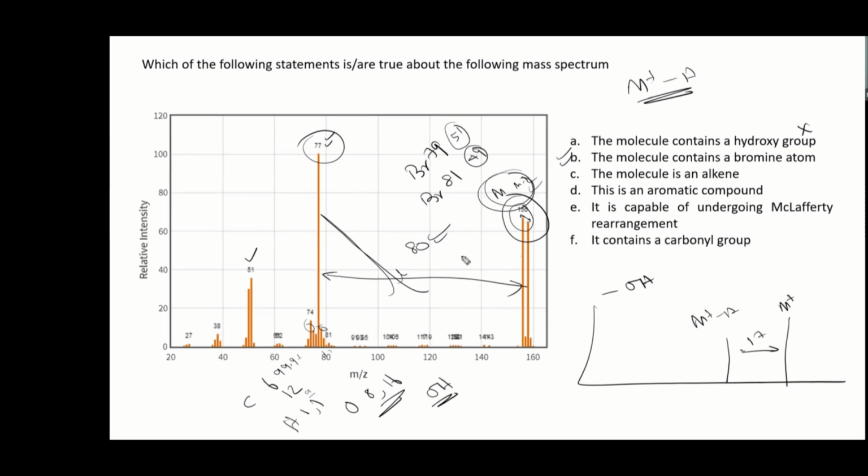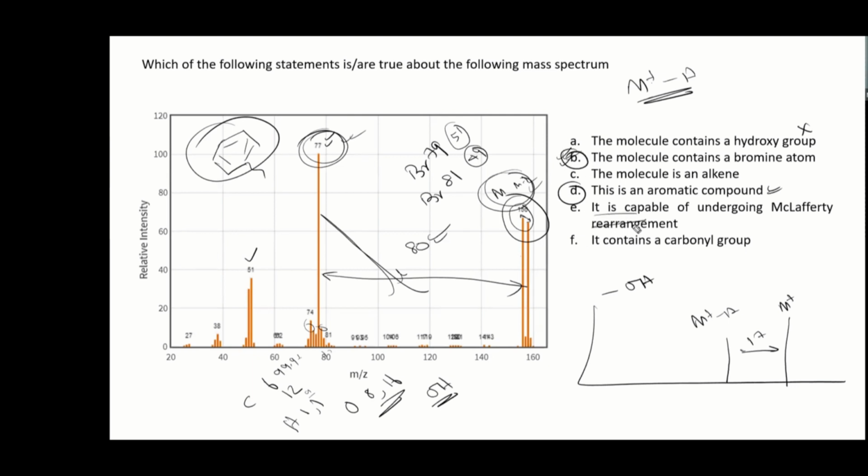And what does 77 correspond to? 77 often corresponds to a phenyl ring. So it has a bromine. The molecule is an alkene? Not necessarily. You cannot say from a mass spec whether you have an alkene or not. But when you see a 77, you can say that you have an aromatic compound. So D is true, B is true.